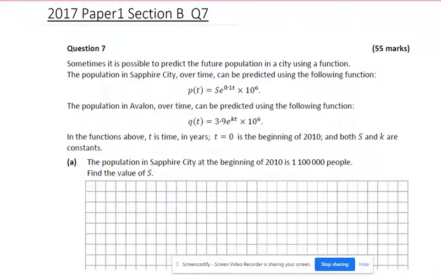This is 2017, paper 1. It's section B, question 7. The basic idea here is that there are two cities and an equation is given for each city to represent the predicted population growth in that city.